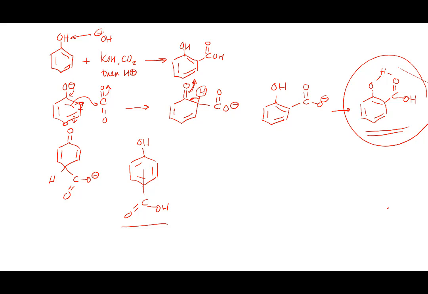Which is why we take the salicylic acid and we convert this OH into an acetyl group with a C double bond O, with a CH3 on the other side. And that's a little softer on the stomach.